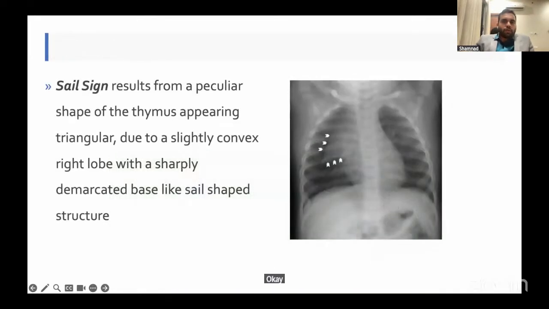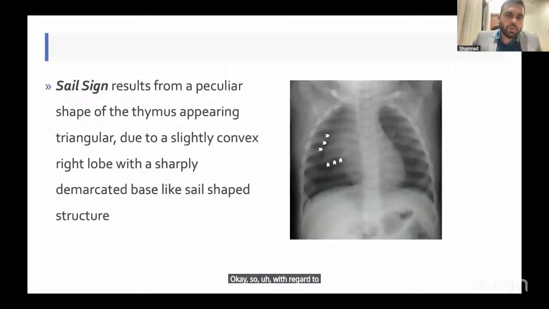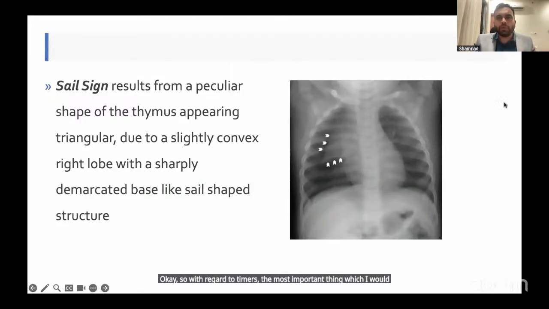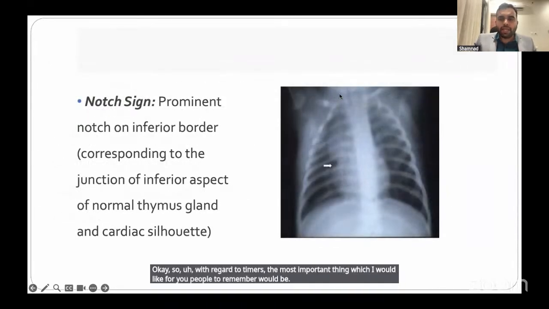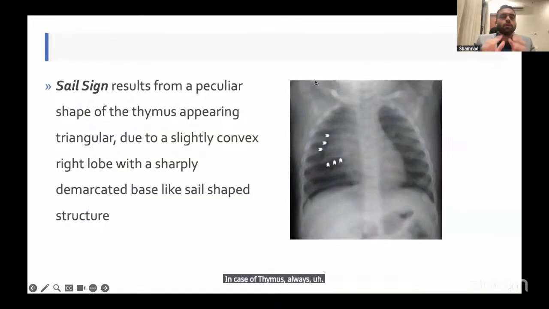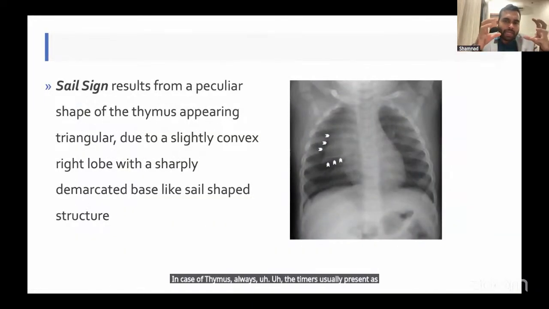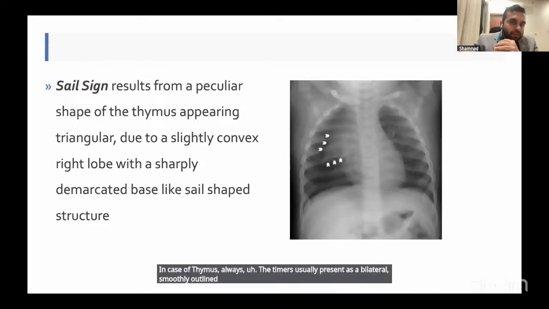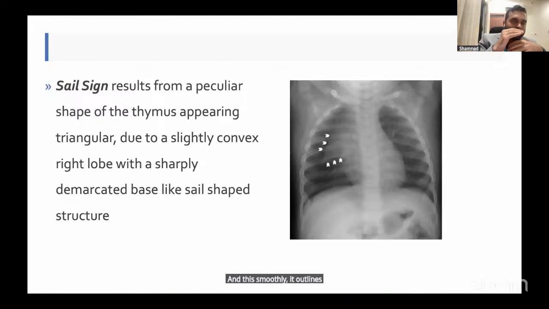Okay. So with regard to thymus, the most important thing which I would like you people to remember would be, in case of thymus, always, the thymus usually presents as a bilateral, smoothly outlined superior mediastinal fullness. And this smoothly outlined superior mediastinal fullness blends imperceptibly with your cardiac silhouette.